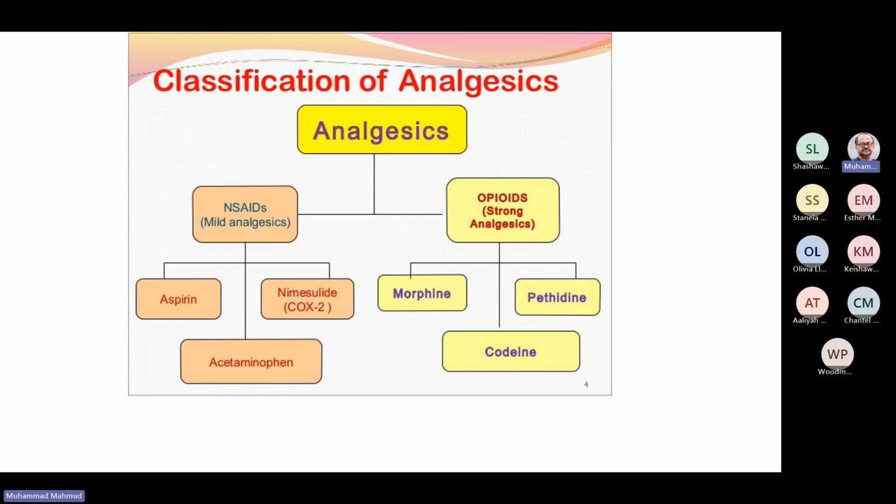On the right-hand side, these are stronger analgesics like morphine, pethidine, codeine. These are only given when patients have too much pain, intolerable pain, because if it is given regularly, it can cause addiction, drug dependency. So they belong to the narcotics. We'll talk about this later on when we discuss scheduled drugs.